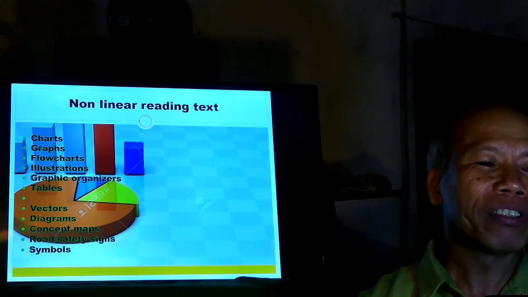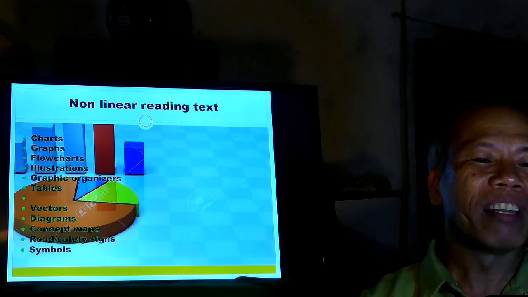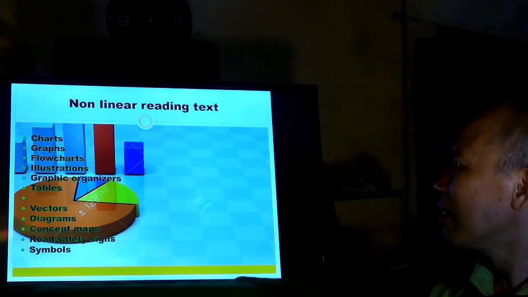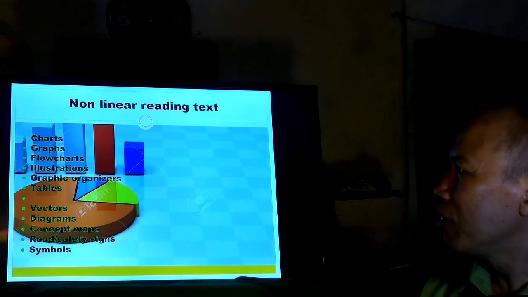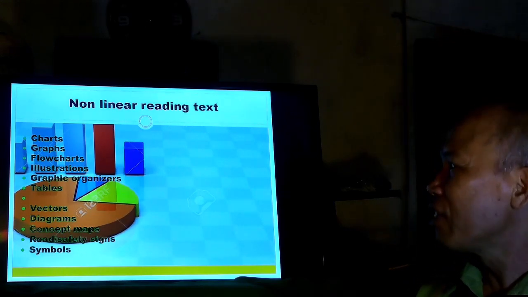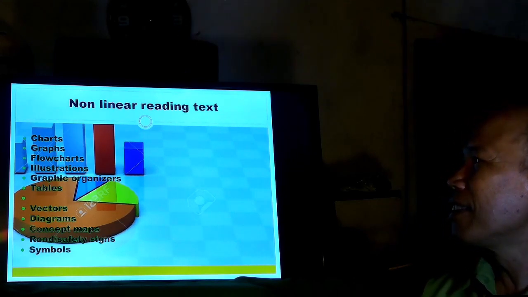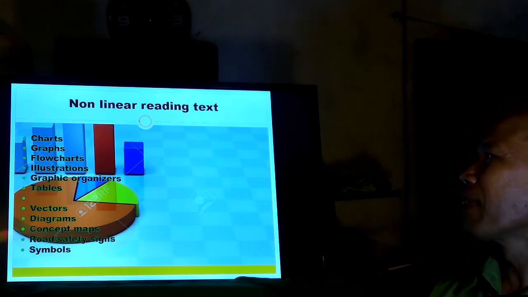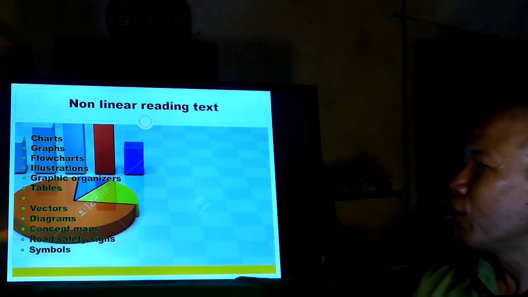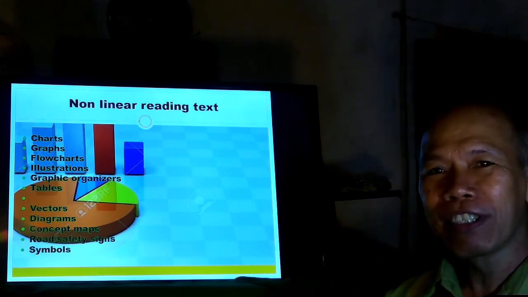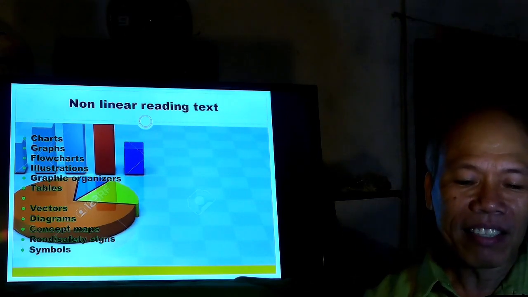And you have here on the screen the examples of the nonlinear reading text. They are, again, as mentioned earlier, charts, graphs, flowcharts, illustrations, graphic organizers, tables, vectors, diagrams, concept maps, road and safety signs, and symbols.